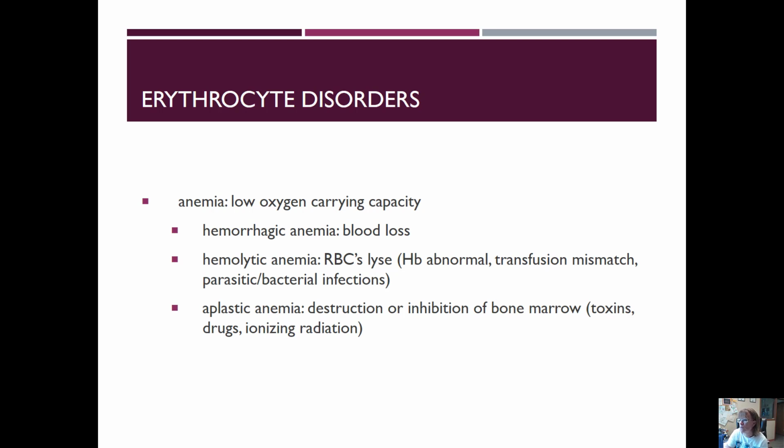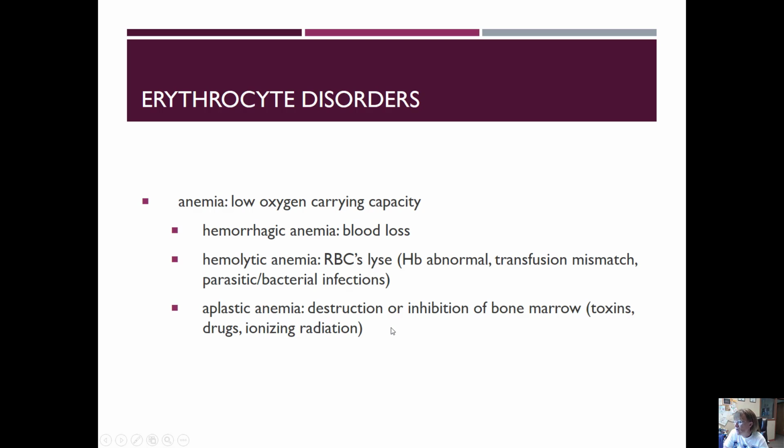Like I said, we talked about hemorrhagic anemia, losing blood. Hemolytic anemia is where your red blood cells lyse, either because you have abnormal hemoglobin, and I put abnormal hemoglobin in the other group too, if you have thalassemia or sickle cell anemia, genetic disorders that result in a malformation of hemoglobin. Transfusion mismatch: if you don't get the right kind of blood, then your immune system is going to destroy those red blood cells. And then, like I mentioned before, parasitic and bacterial infections.